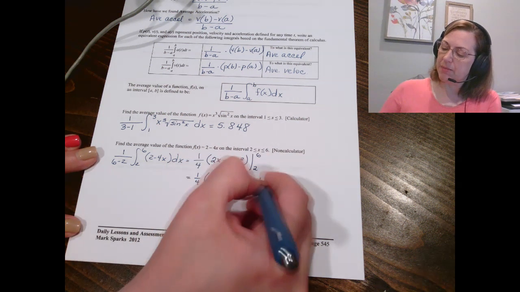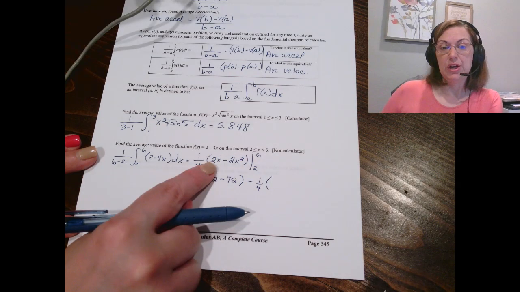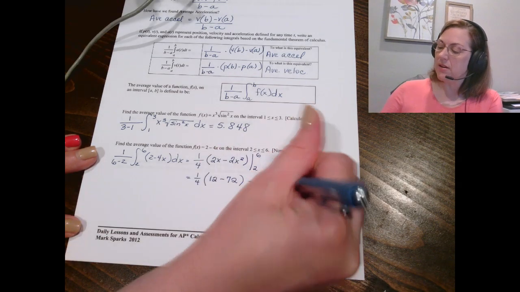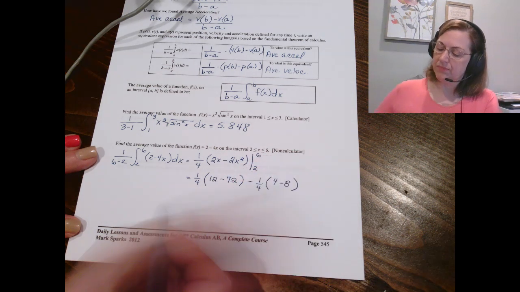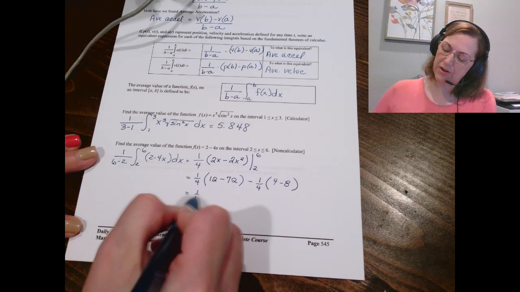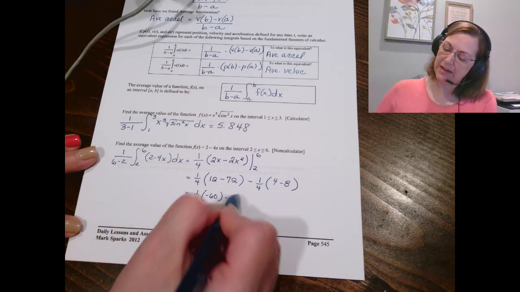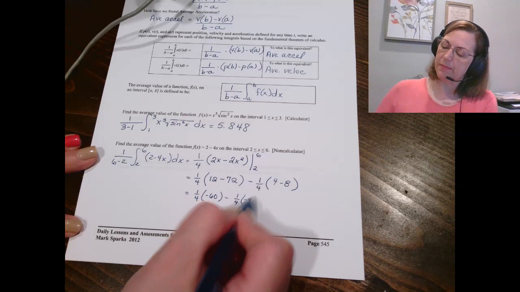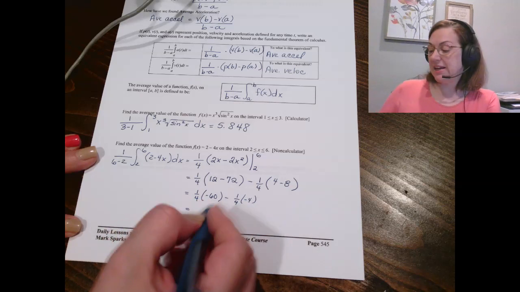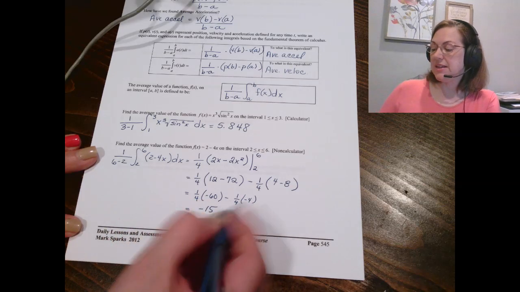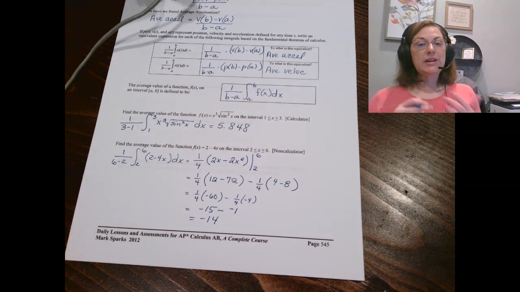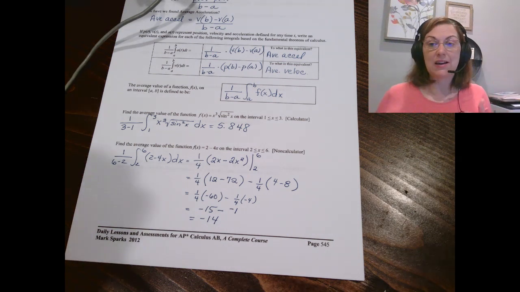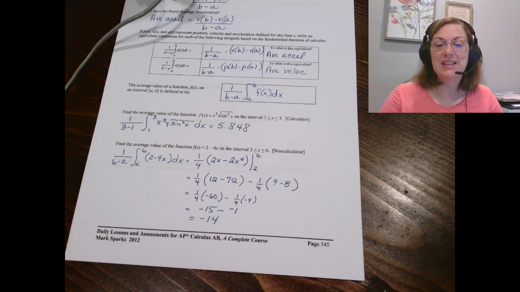Now minus, then we have our 1/4, and now we're plugging in 2. So 2 times 2 is 4, and 2 squared is 4, times 2 is 8. So that gives me 1/4 times negative 60 minus 1/4 times negative 4. So this gives me negative 15, and this gives me minus negative 1. So that gives me negative 14. So you can see that we actually can calculate the average value with or without a calculator, depending on that function, and can we get the antiderivative of it.